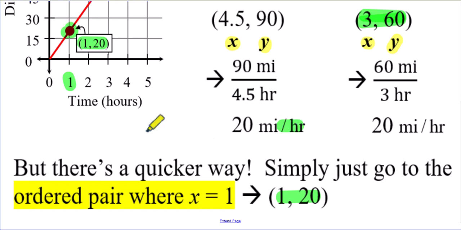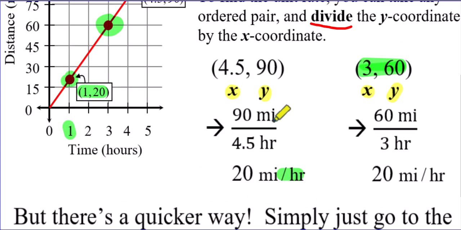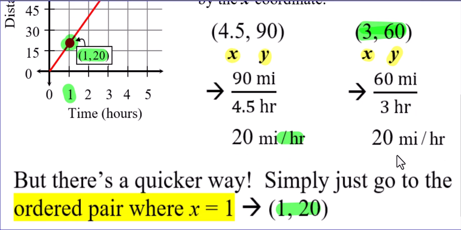You're like, Mr. Underkoffler, would that trick work for any proportional relationship graph? Why, yes, it would. All you have to do is go to where x is 1, find the y value of that dot, and that y value will be your unit rate. Now, if you forget that shortcut, you could always do it the other way. Not that it really takes super long to divide two numbers in your calculator, but there you go. That's the way of getting the unit rate, also known as the constant of proportionality.